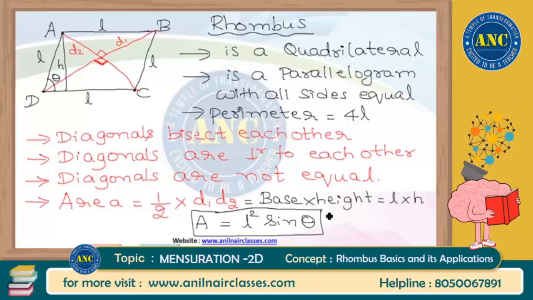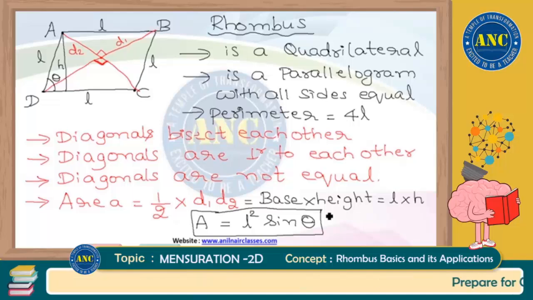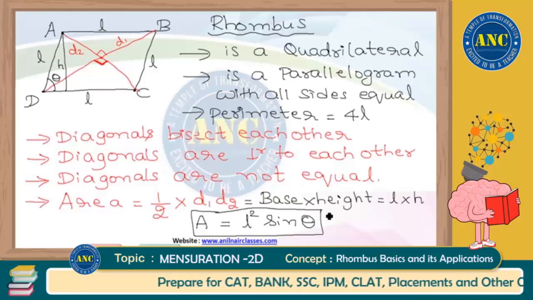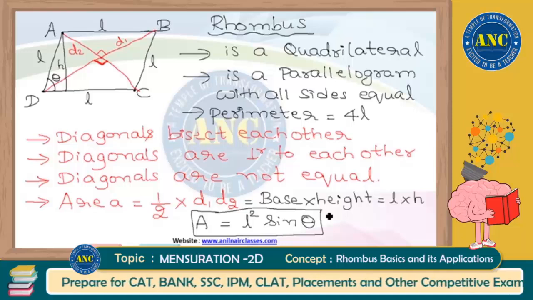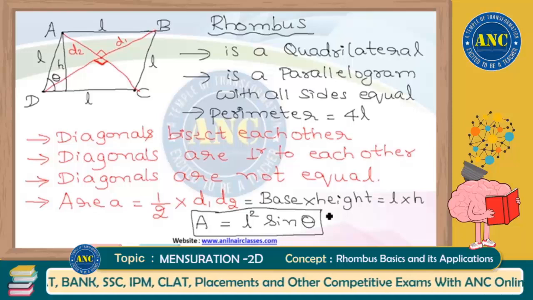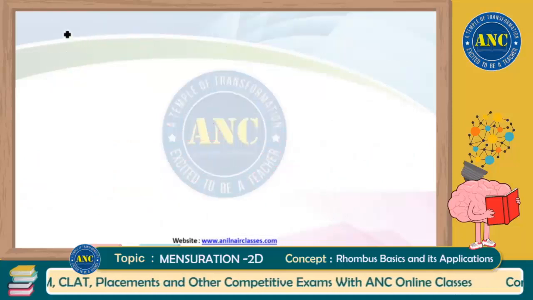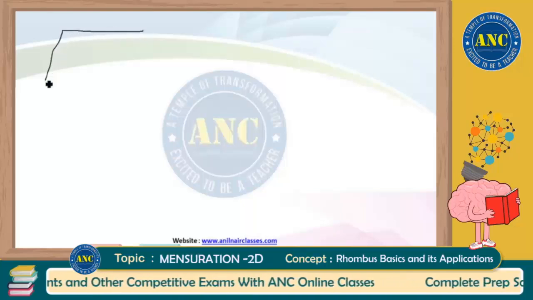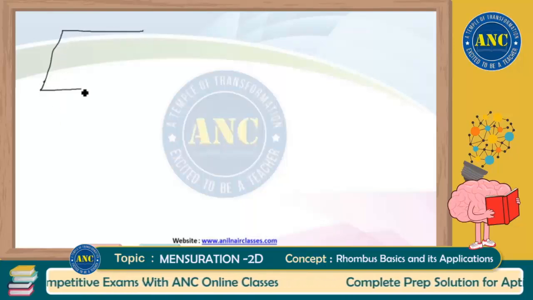One of the things is half into D1 into D2, another thing is L square into sine theta, and the other thing is L into H, where H is the height of the rhombus, the height or the perpendicular drawn to the base, or whatever you can call it. Now, some other basic properties about a rhombus you need to know. Now see here.